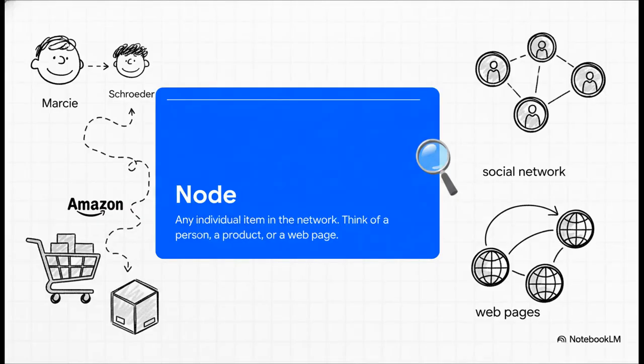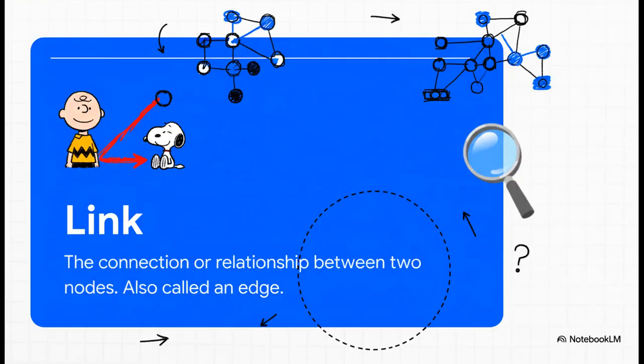All right, first up, let's get our terms straight. Each one of those things in a network is called a node. So in our example, Marcy is a node. Schroeder is a node. If you're thinking about a social network, your profile page is a node. On Amazon, a product is a node. It's the most basic building block. Simple enough, right?